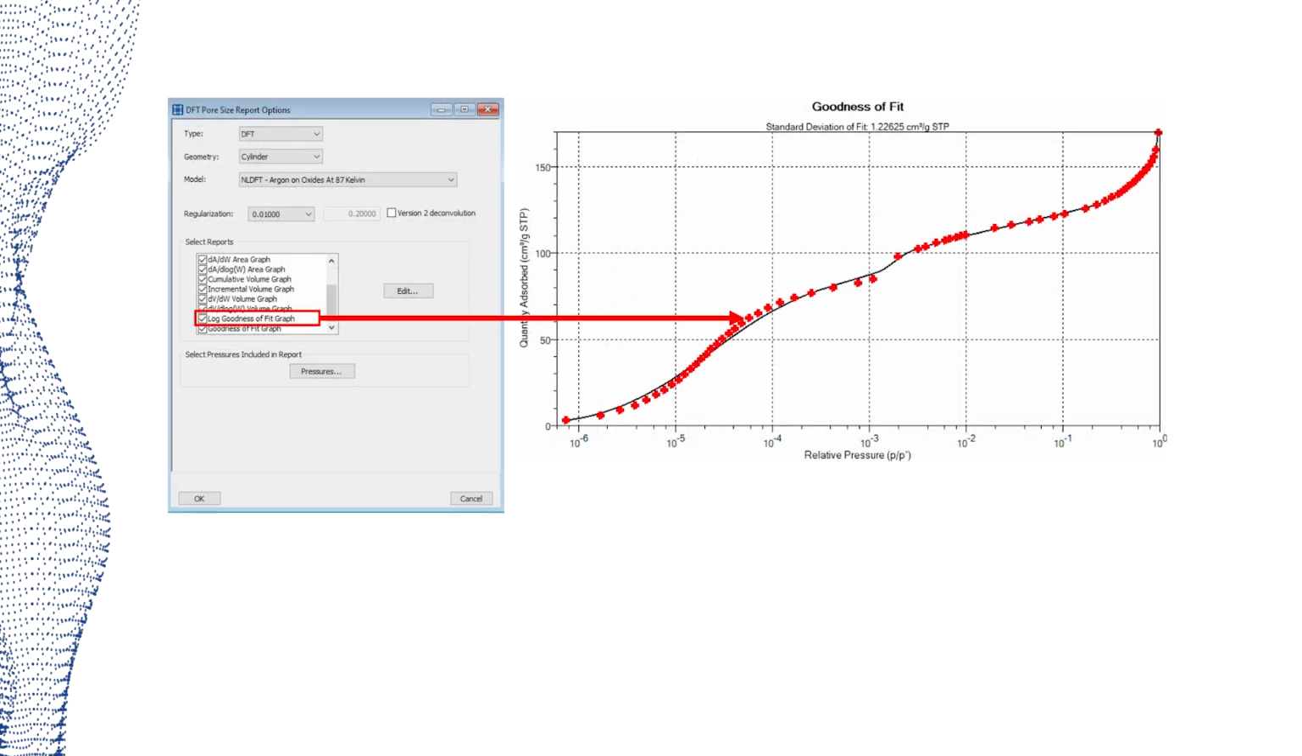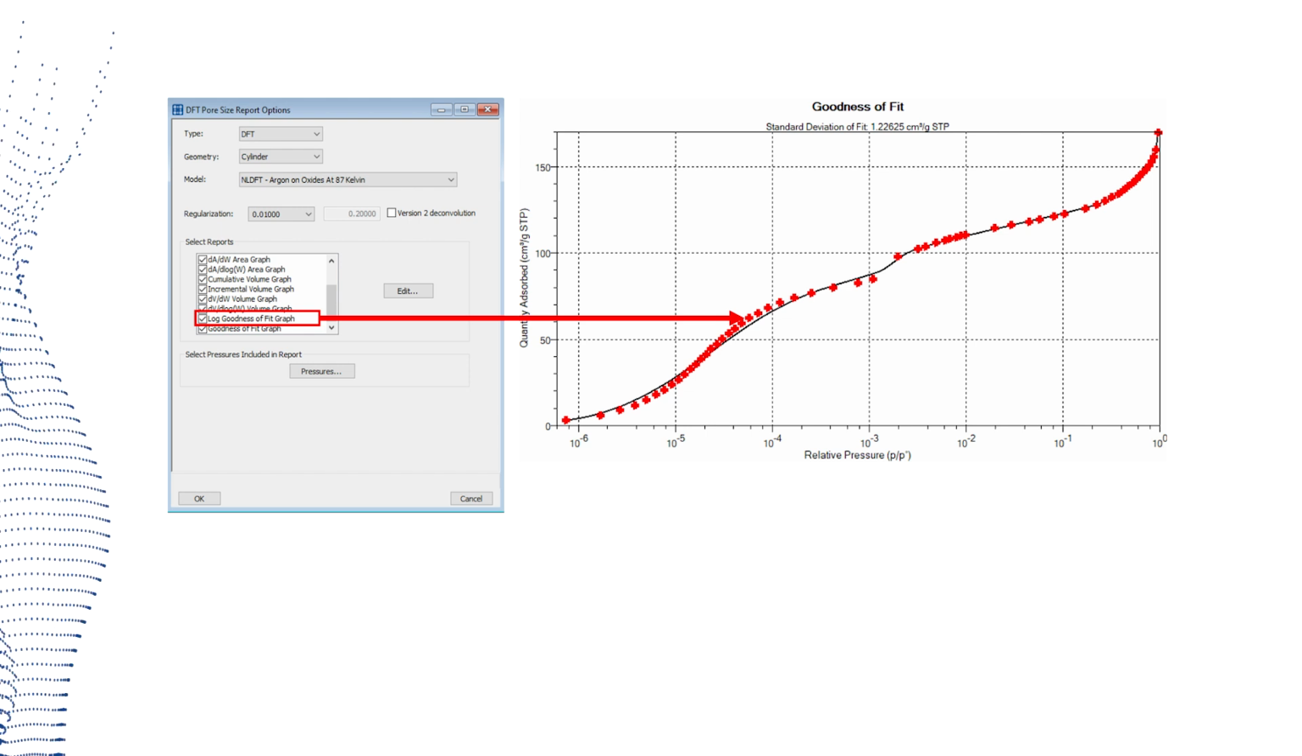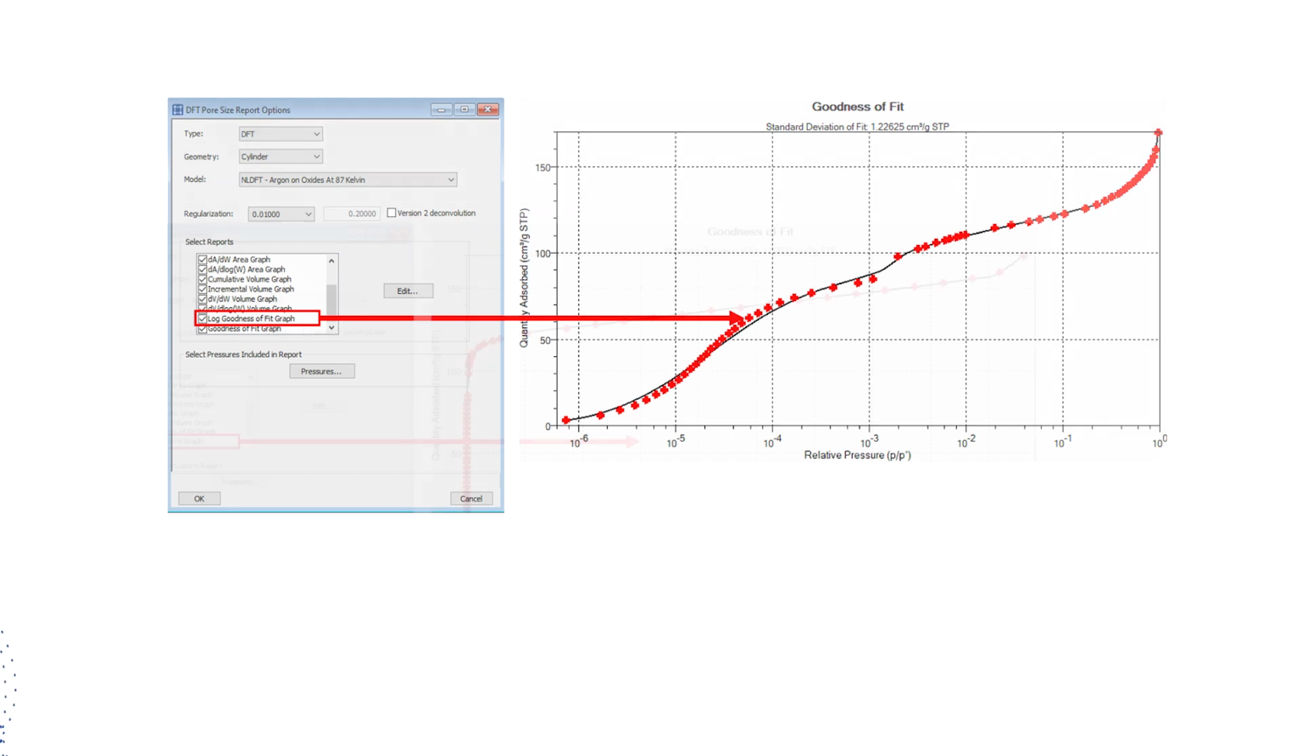Next up is the log goodness of fit graph. This graph displays our isotherm data points, which are shown in red, whereas the theoretical predicted isotherm is displayed in black. The overall data is plotted on a log scale on the x-axis. This makes it a lot easier to see the agreement between the experimental data and the DFT approximation of our data, particularly in the low pressure region.